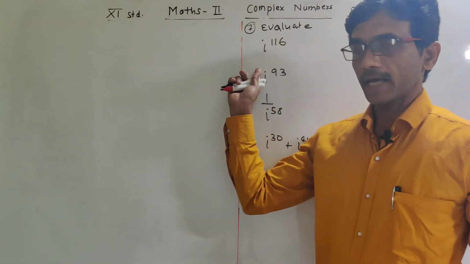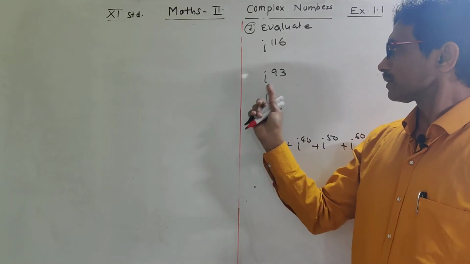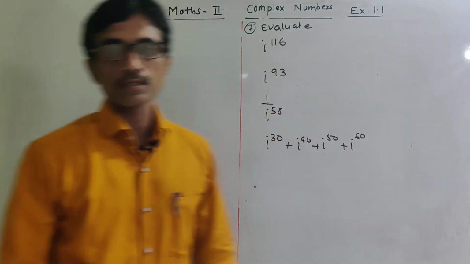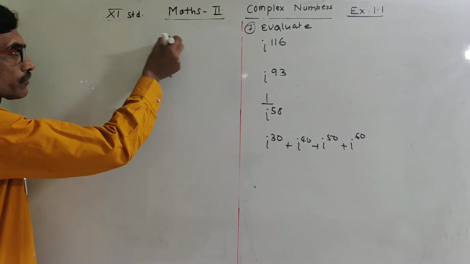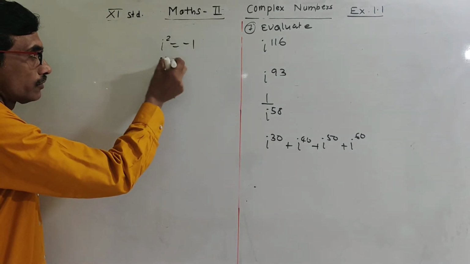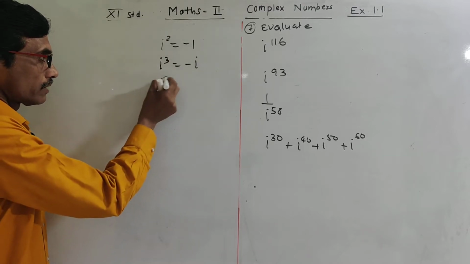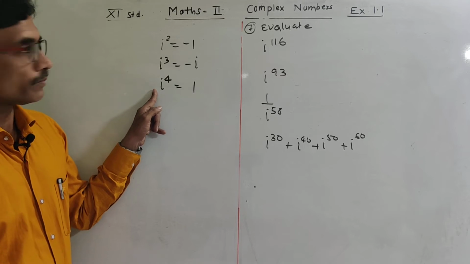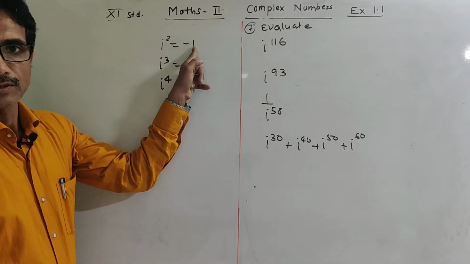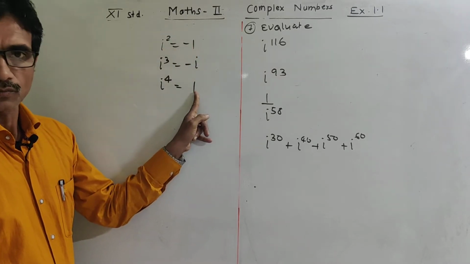Question number 7: evaluate i raised to power 116. We know i squared is minus 1, i cubed is minus i, and i raised to power 4 is equal to what? 1. That is, i raised to power 4 means i squared into i squared, which is minus 1 into minus 1, which is equal to plus 1.